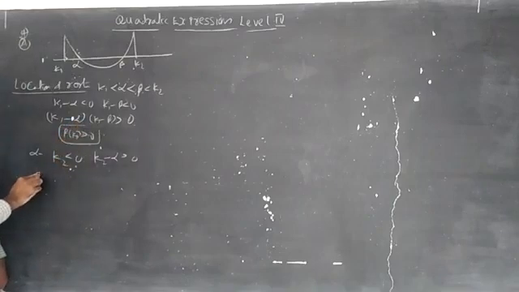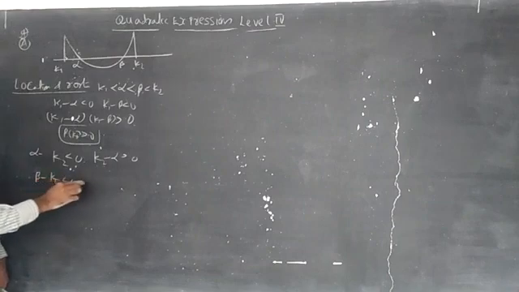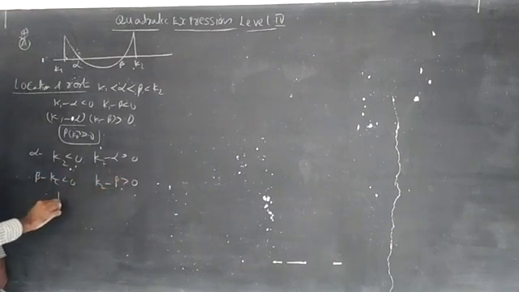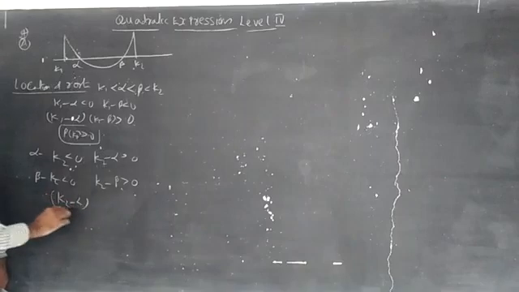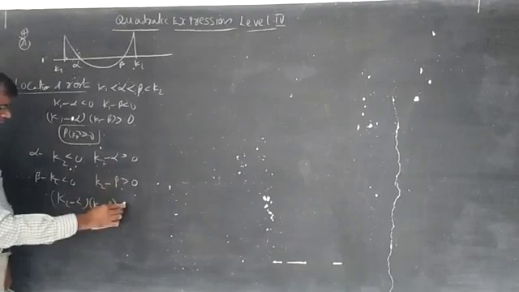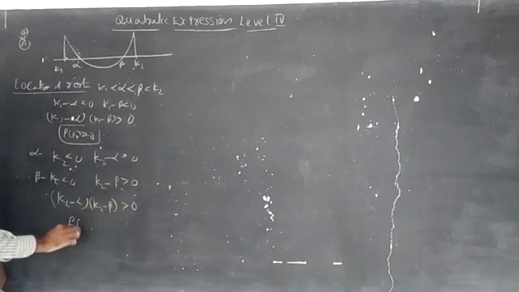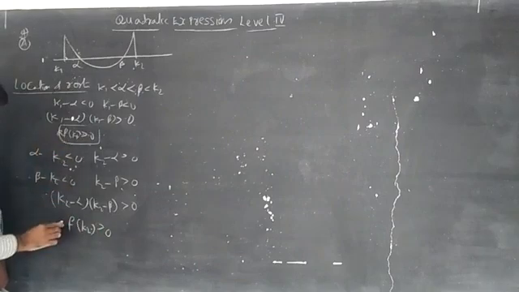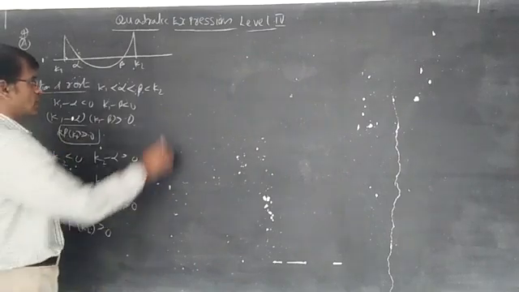Beta minus K2 is less than 0 here, so K2 minus beta is greater than 0. You can understand K2 minus alpha into K2 minus beta is greater than 0 into greater than 0, which becomes greater than 0. So A into f of K2. There we have written A into f of K1 and A into f of K2 greater than 0.